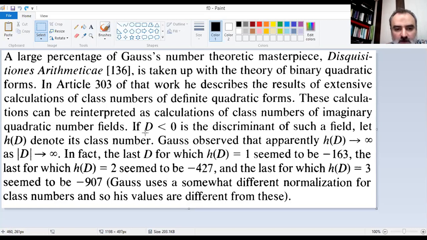And okay, so first I'm going to talk, so the history is divided into two parts, according as the quadratic fields we are talking about have negative discriminant or positive discriminant.